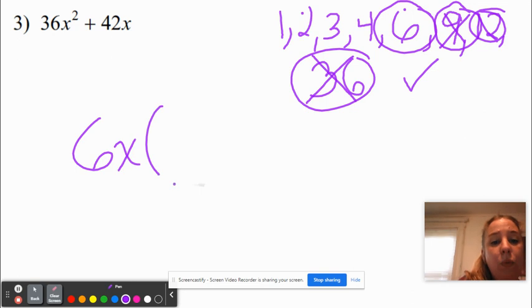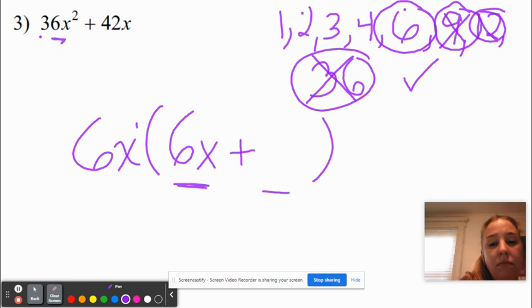Okay, 6 times what is 36? Another way to ask that is 36 divided by 6 is? And the answer would be 6. Okay, x to the first times what is x to the second? Well, x times x is x to the second. All right, and then we got a positive going on. 6 times what is 42? 7. And we don't want to include another x because it's already represented here, right? 6x times 7 is 42x.